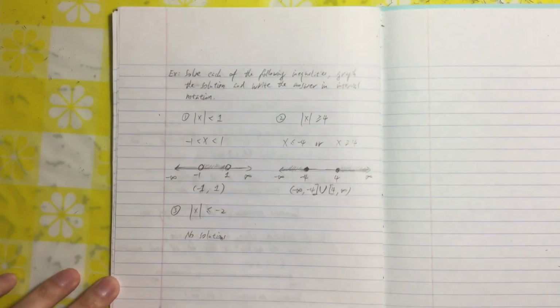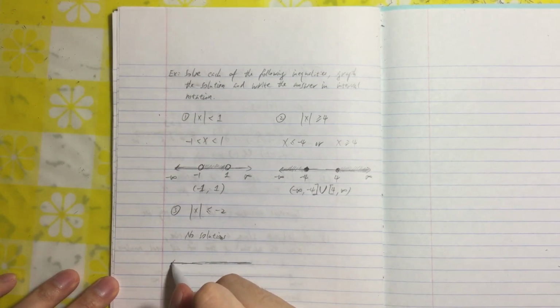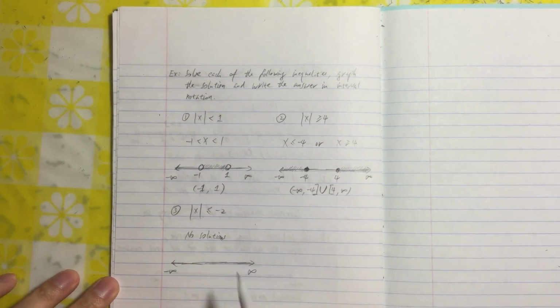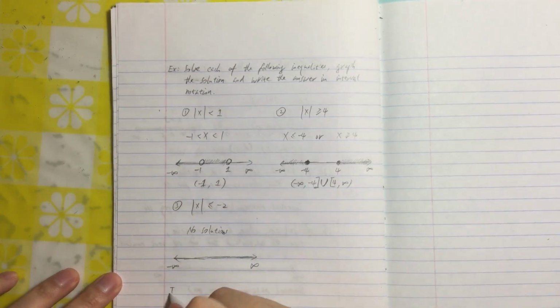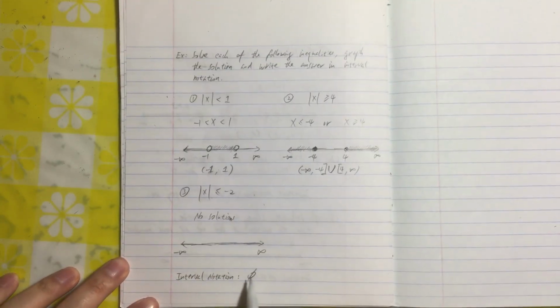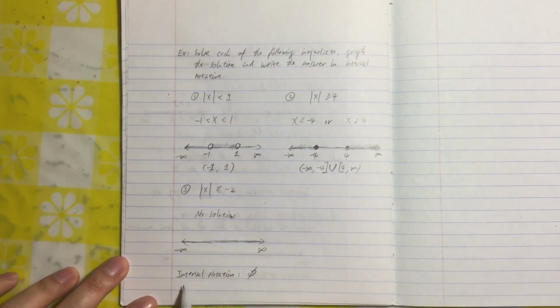If there are no solutions, for the graph, we leave the number line blank. For interval notation, write the empty set. This symbol represents the empty set. That means there is no solution. If there is no solution for interval notation, write the empty set.